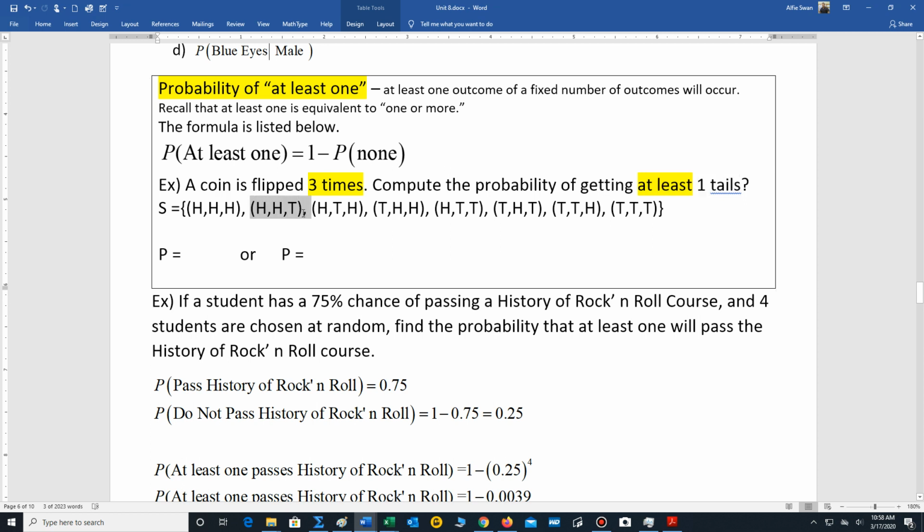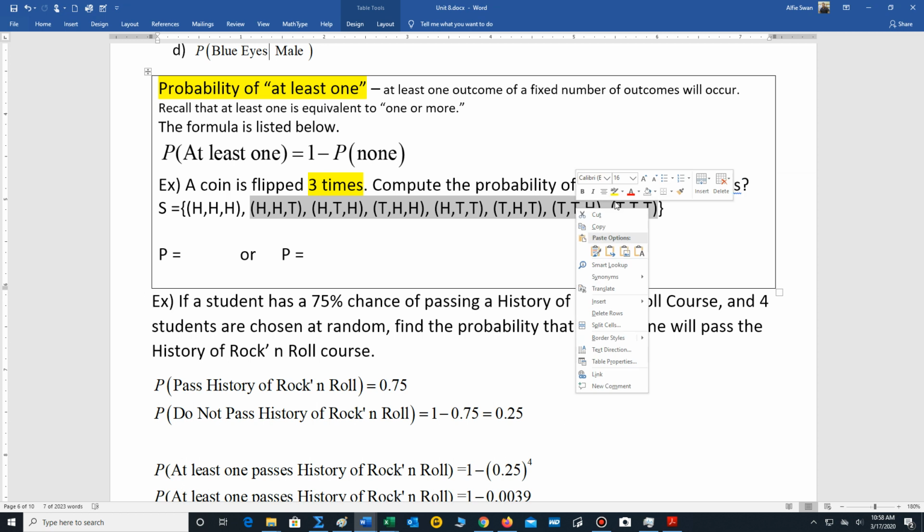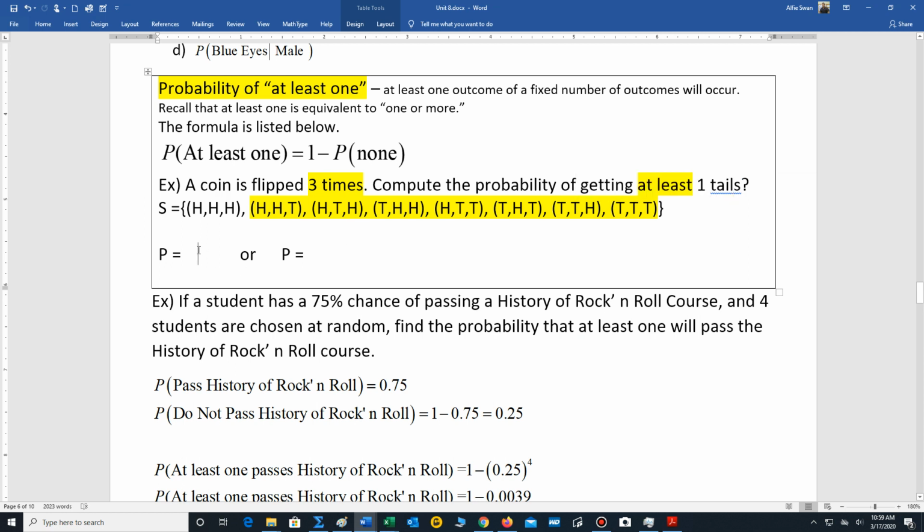the outcomes that produce one tail. So there's one tail, one tail, one tail, 2 tails, 2 tails, 2 tails, and then finally 3 tails. Remember, at least one tail means one or more tails. So it turns out that there are 1, 2, 3, 4, 5, 6, 7 ways of getting at least one tail. So 7 out of 8.